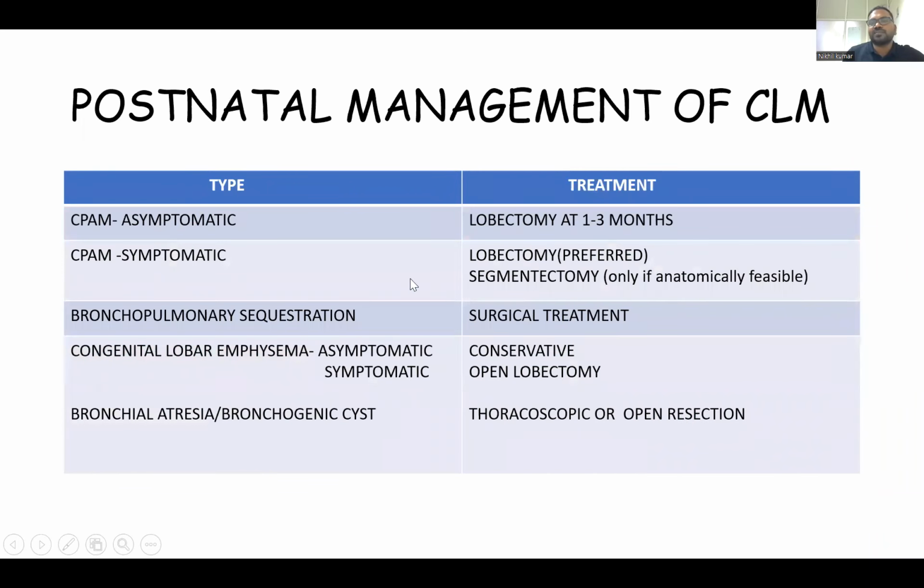Now coming to the postnatal management of congenital lung malformations. We have already discussed the congenital pulmonary airway malformations. For bronchopulmonary sequestration, only surgical treatment is there for postnatal management. In congenital lobar emphysema, asymptomatic cases need only conservative management and observation, and in symptomatic cases, open lobectomy is the preferred surgical choice. For bronchial atresia and bronchogenic cyst, thoracoscopic or open resection should be done.